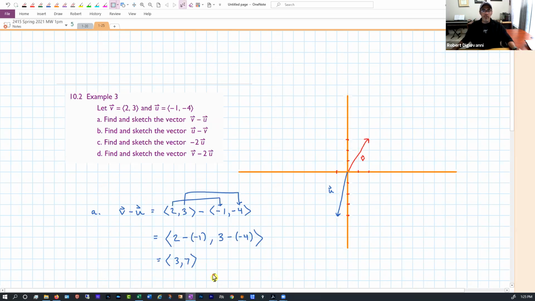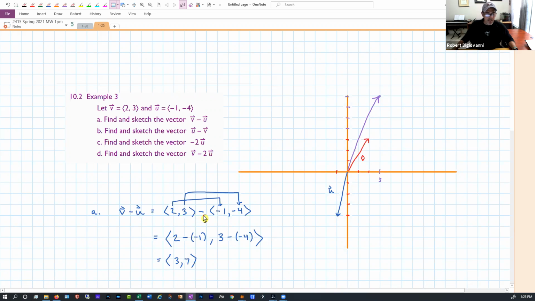3, 7. So let's see where that is. Let me graph that. Here's 3. 1, 2, 3, 4, 5, 6, 7. So right here, here's the result. Is that vector. How's that possible? Why is it way over here? I thought parallelogram, you're going tail to tip and stuff. Why is that way up here like this?